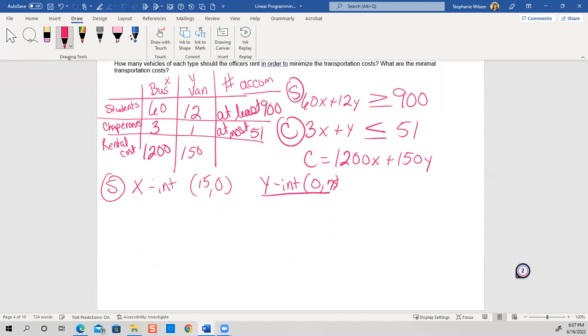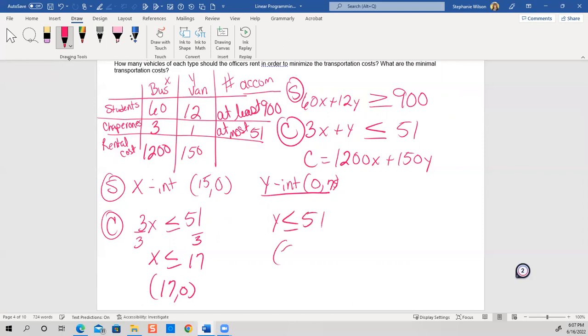All right, so now for the C, I'm going to plug in 0 for y. That gives me 3x is less than or equal to 51. Divide by 3. 3 goes into 51 17 times. So that ordered pair is 17, 0. And when I find the y-intercept, I plug in 0 for x, I get y is less than or equal to 51. So now I got 0, 51. So I got my ordered pairs, and let's go ahead and graph this right here.